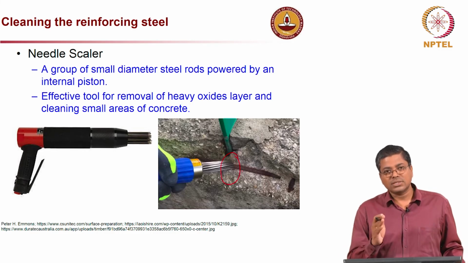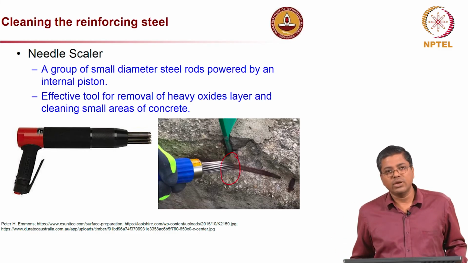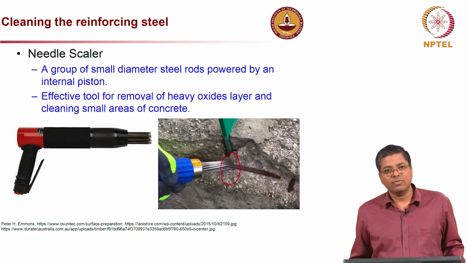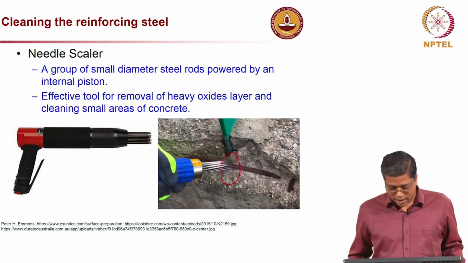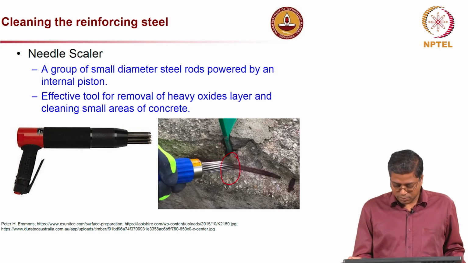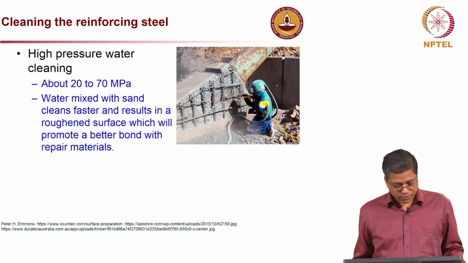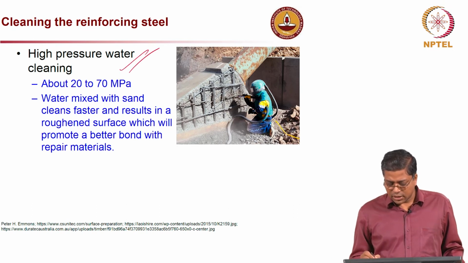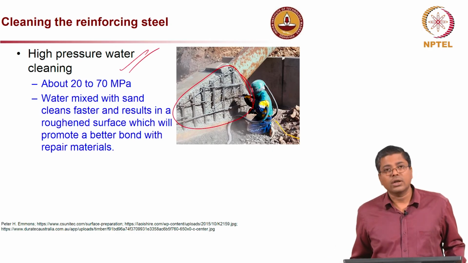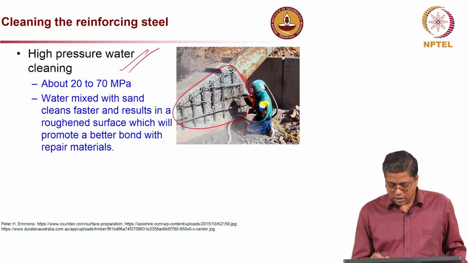So, sometimes we must go for these heavy duty tools, otherwise the repair work will not be of good quality, it will fail very soon, and then you will end up spending more and more money again and again to do the same work. Then high pressure water cleaning: you can see here the concrete around this entire rebar is removed, and a perfect undercutting is done. You can see the undercutting here.